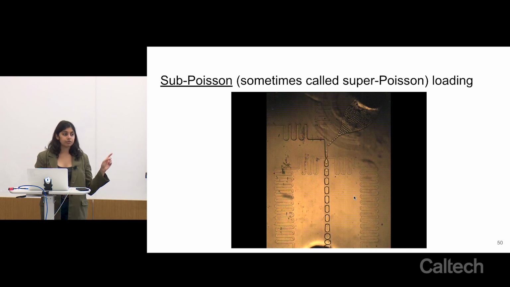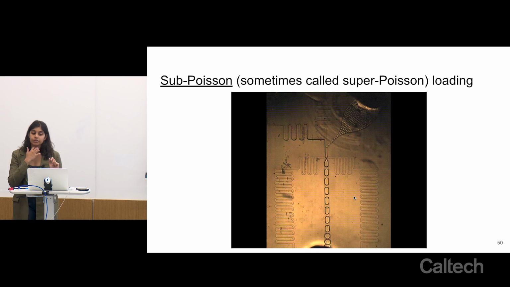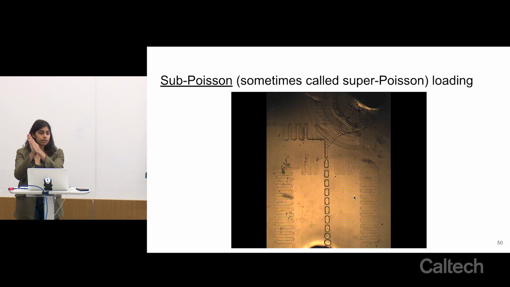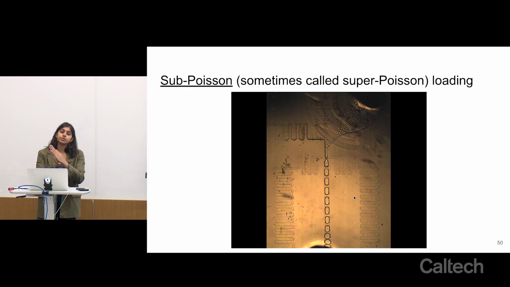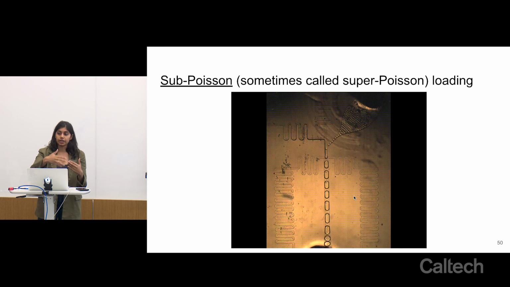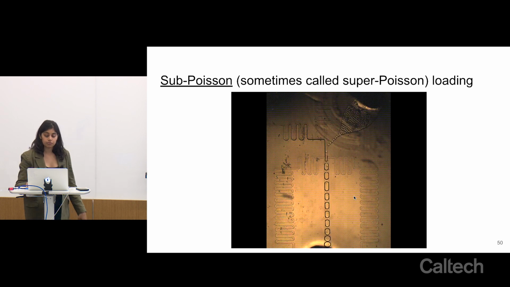And what's nice is that some of these, I think the InDrops platform, actually have what's called sub-Poisson loading, where in a Poisson distribution the mean is equal to the variance, so they move together. But in some of these systems, they actually have the variance less than the mean, which is nice, because if your mean is 1, you're more likely to get 1 every time, rather than 2 or something higher or different than what you want.